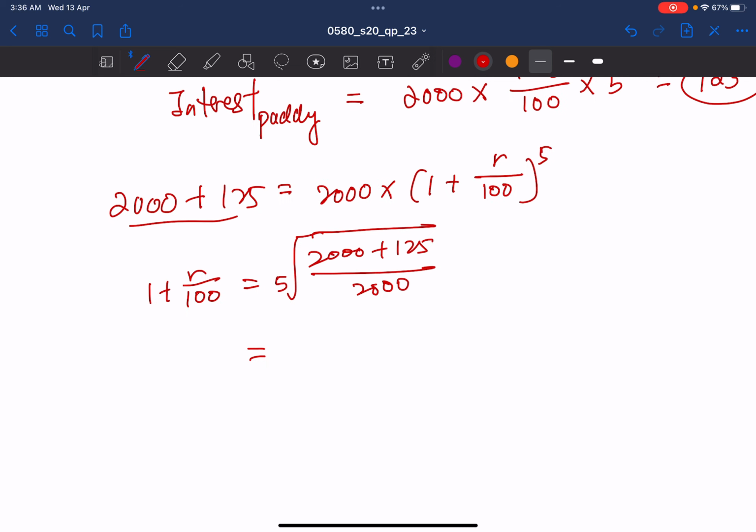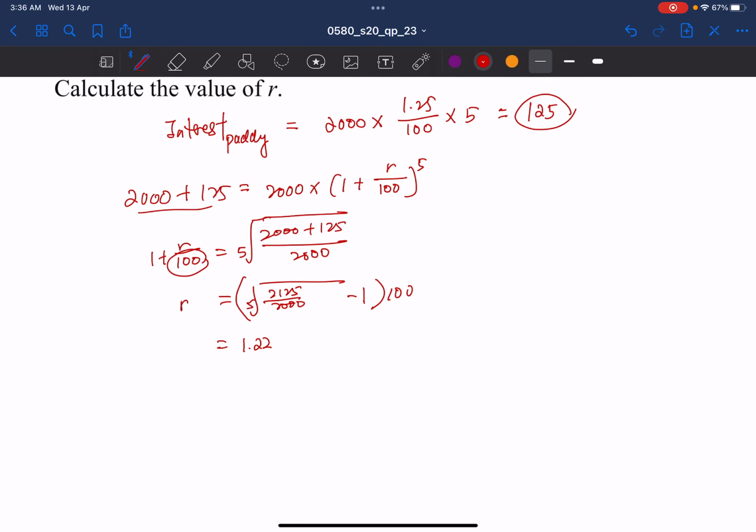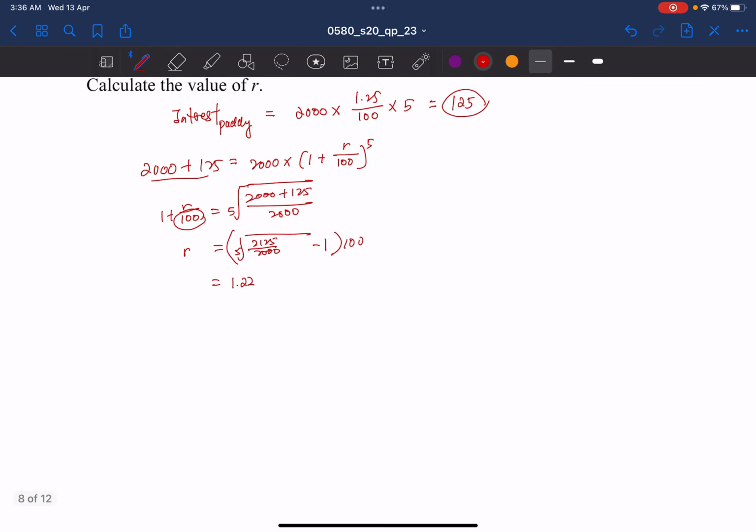Okay, so R equals, this one you put on the left-hand side, so it is this value: 2125 divided by 2,000, fifth root, minus 1, and times 100, right? So finally you will get 1.219. Taking three significant figures is 1.22. Okay, 1.22.